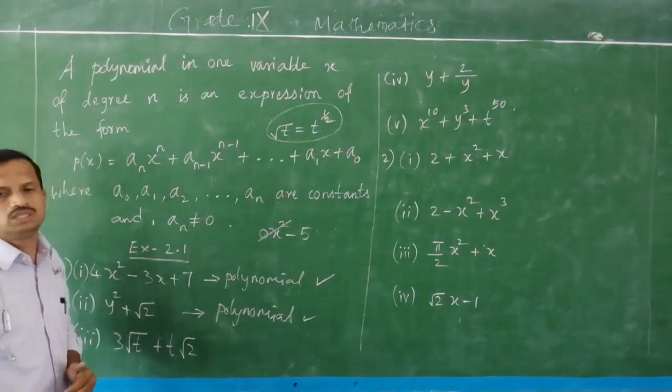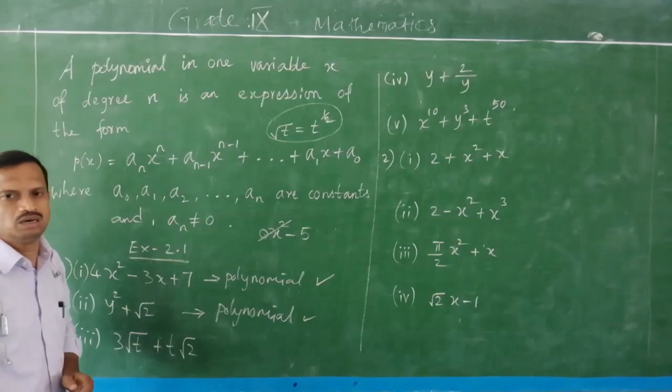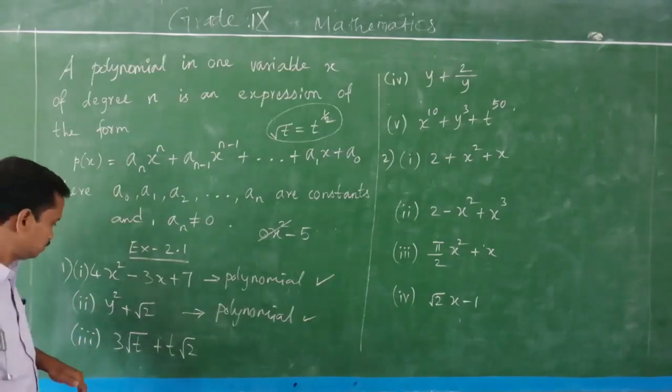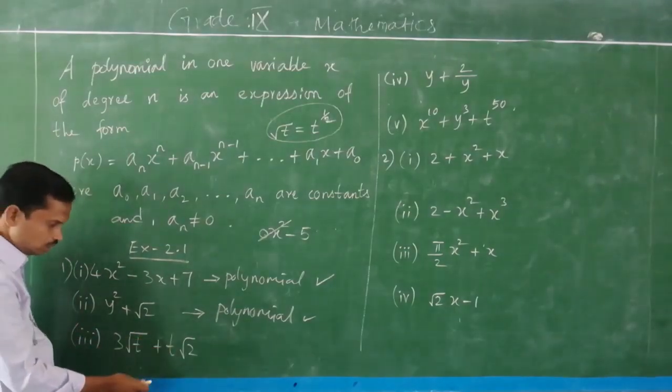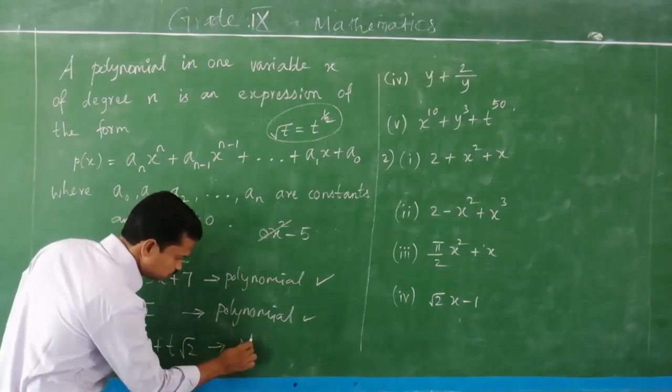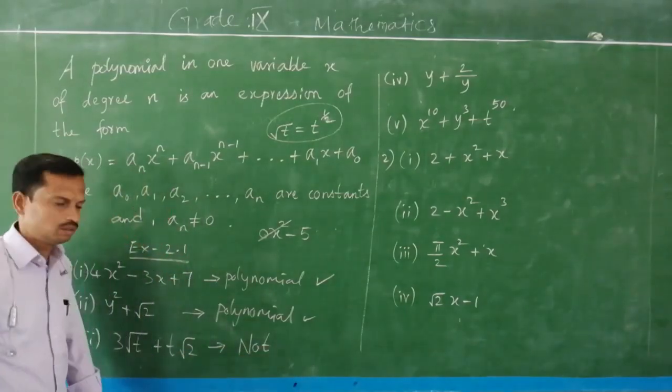the exponent of the variable of a polynomial should be a whole number. So it is not like that. So it is not a polynomial.